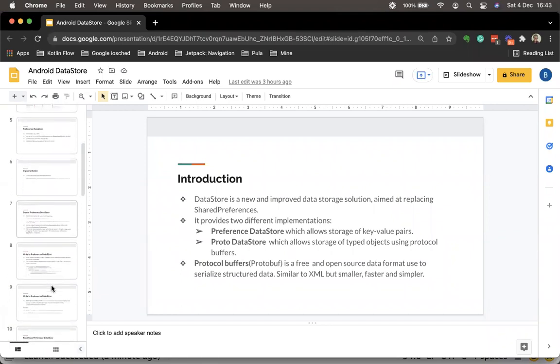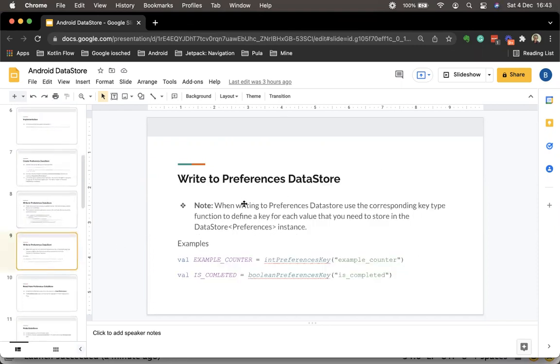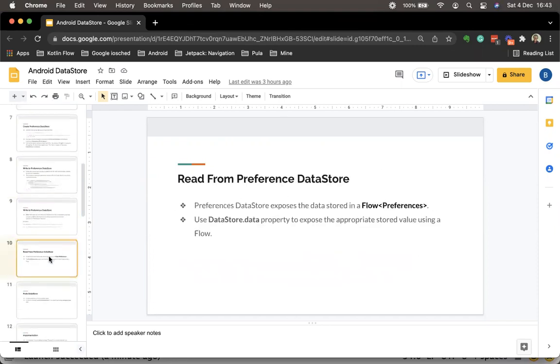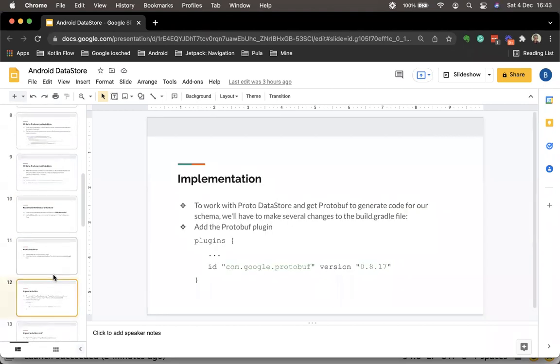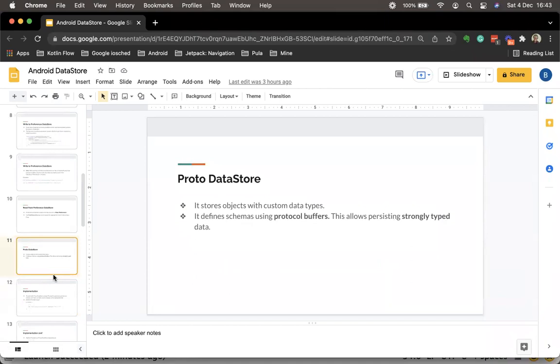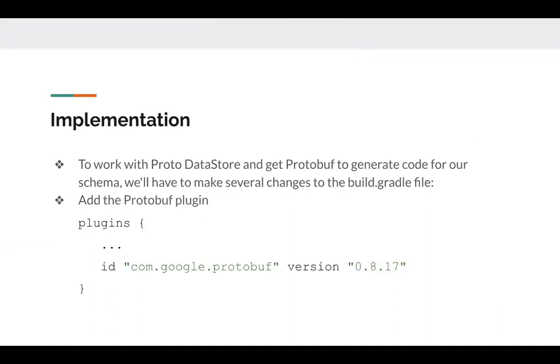So we will use the protocol buffers to create our custom objects. Then, to be able to use the Proto Datastore and get the protobuf to generate the code for your schemas, these are the features you need.